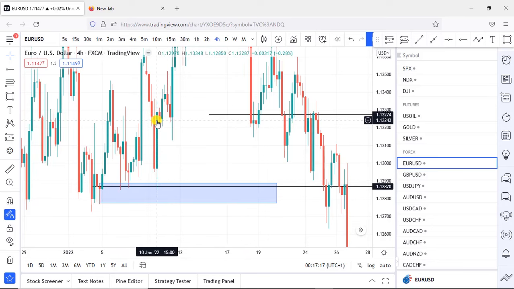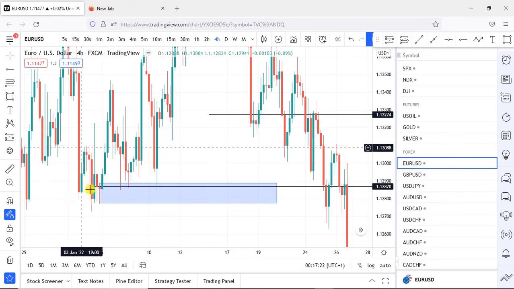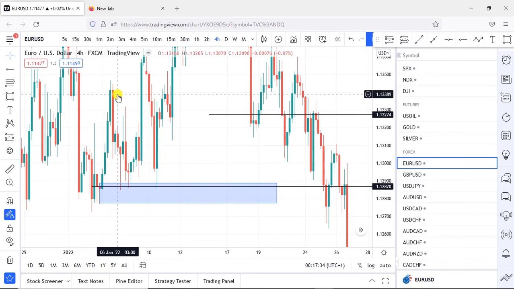So for a bullish order block now, or a demand zone, the last sell candle before the beginning of the buy candles that broke structure or that broke the high, this is the high, the last sell candle before the bullish candles that broke this high, that's the bullish order block, also called a demand zone.